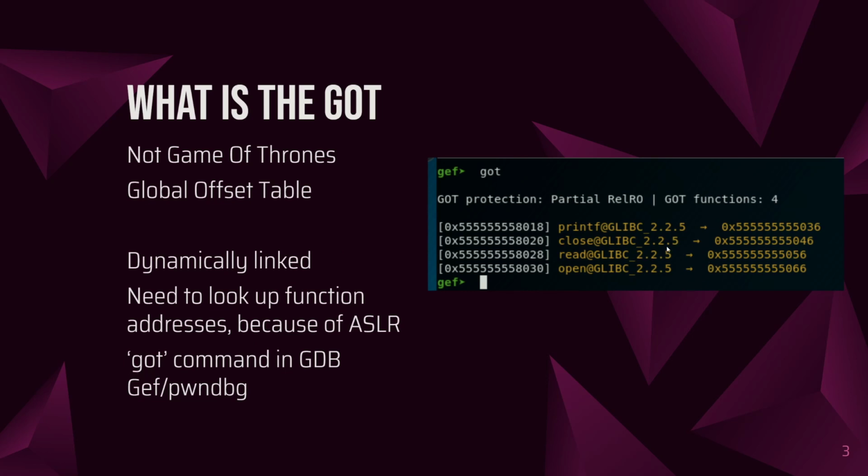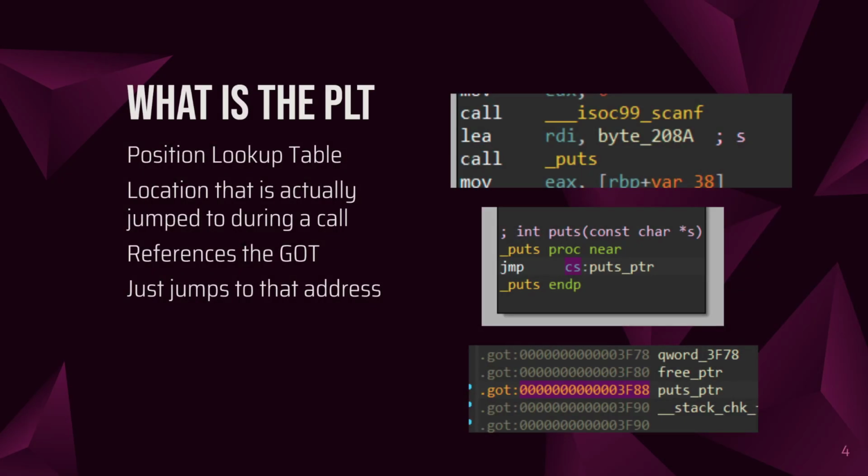Here we see that printf, close, read, and open all point to these addresses, but these are actually simple addresses that aren't in libc. As you can see, this is where the GOT is, and the offset is really close, so you can assume this is actually in the binary. What's happening here is that this is pointing to the next structure we'll talk about, and that's the PLT. It kind of points to there. I'll talk about it a little bit.